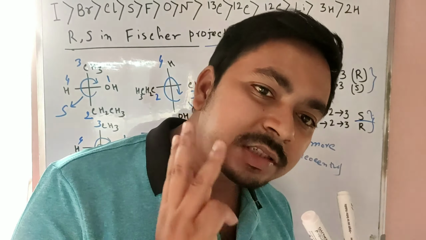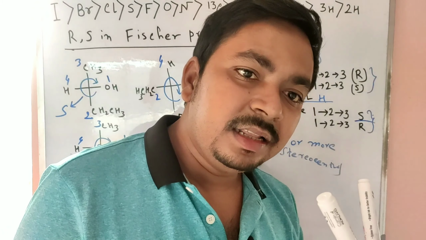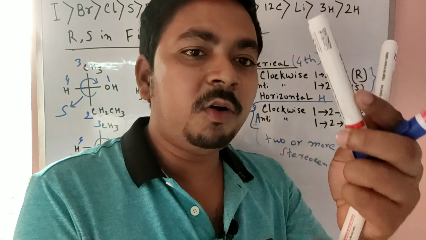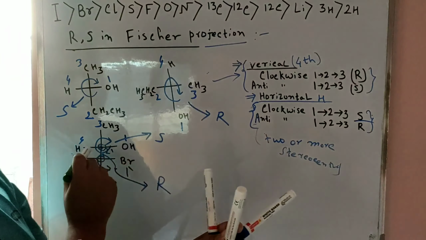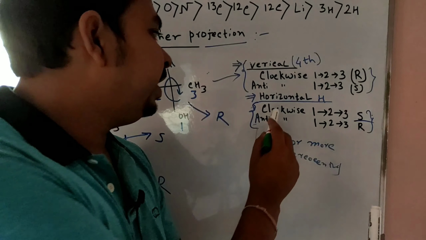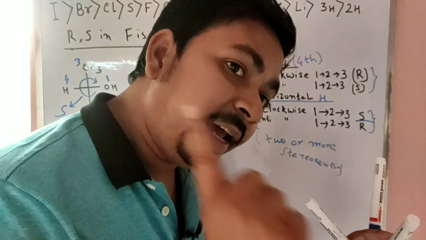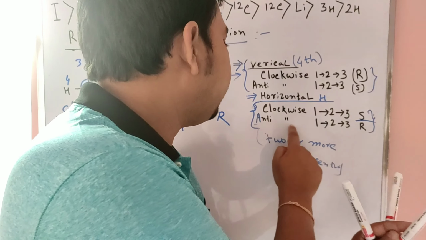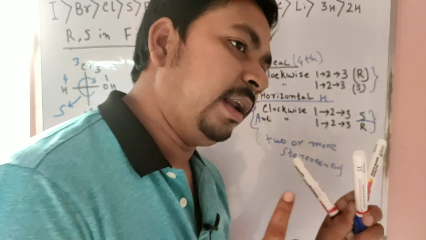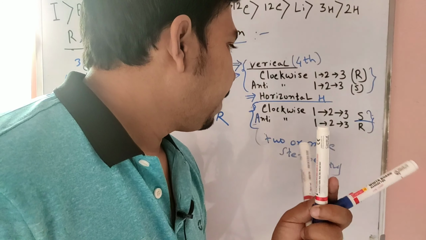When two or more stereo centers are present, then the fourth group we always consider on the horizontal line. In the case of a horizontal line, with clockwise rotation we consider S, and with anti-clockwise rotation we consider R. So our discussion continues.